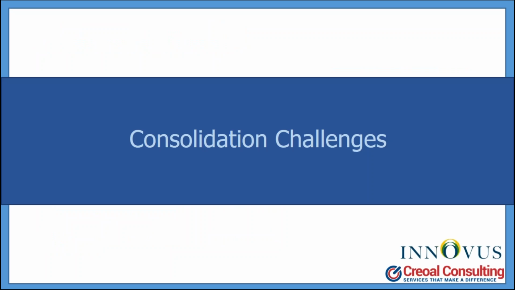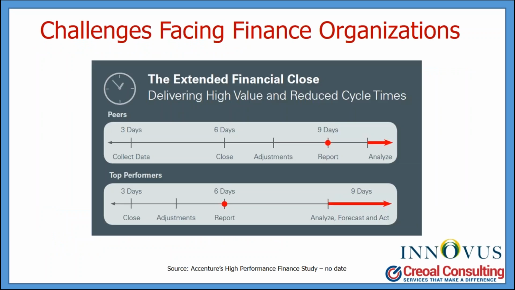So enough about us. Let's talk about the consolidation challenges. Anyone that has attended the prior 2 sessions, some of this should look familiar to you. We keep hitting the message over and over again just so people understand. There are significant costs associated with an extended close. Peers are taking about 9 days to get the reports done, and then they're reporting, and then obviously they're doing their analysis after that.